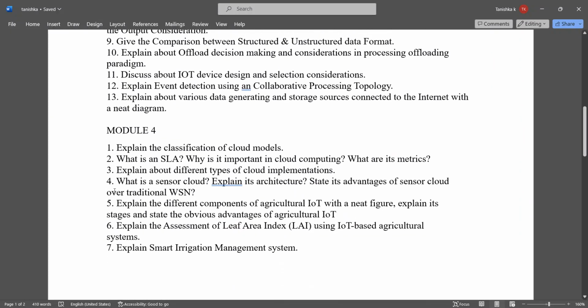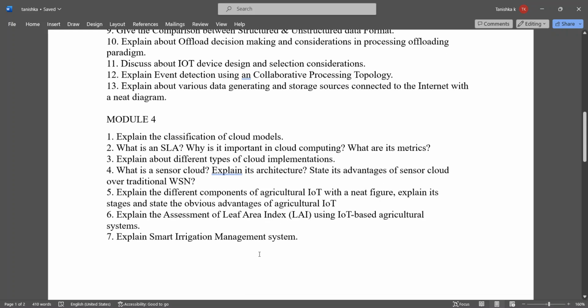Then module 4 important questions are: explain the classification of cloud models, what is an SLA, why is it important in cloud computing, what are its metrics, then explain about different types of cloud implementations, what is a sensor cloud, explain its architecture, state its advantages of sensor cloud over traditional WSN, explain the different components of agricultural IoT with neat figure, explain its stages and state the obvious advantages of agricultural IoT, then explain the assessment of leaf area index LAI using IoT based agricultural systems, then explain smart irrigation management system.